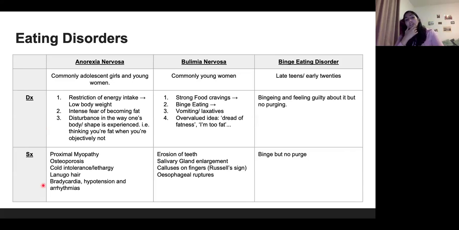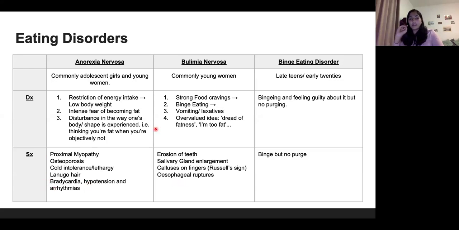It has all of these complications that are quite useful to know about. So, proximal myopathy, so you can do the whole stand up with your arms crossed over and test that. They're at a high risk of osteoporosis, cold intolerance. They get lanugo hair, which are like baby hairs, which is something you can find on examination, and they're at risk of arrhythmias.